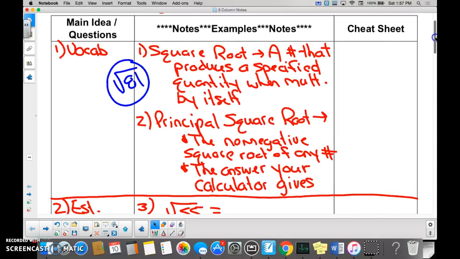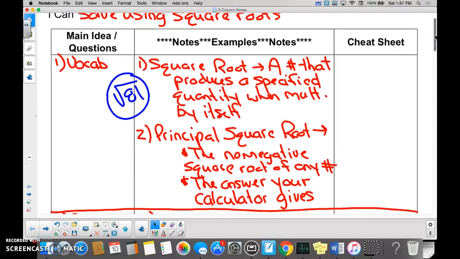Principal square root, very important you understand the difference between a square root and a principal square root. 9 squared is 81, and negative 9 squared is also 81. So actually, a square root is both a positive 9 and a negative 9 for this particular problem. A principal square root would be only the non-negative square root of any number.